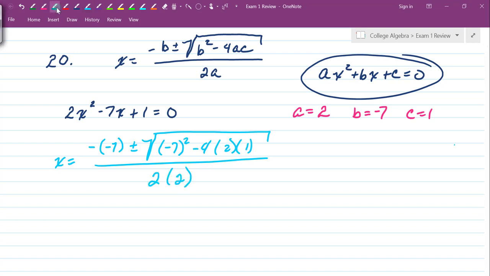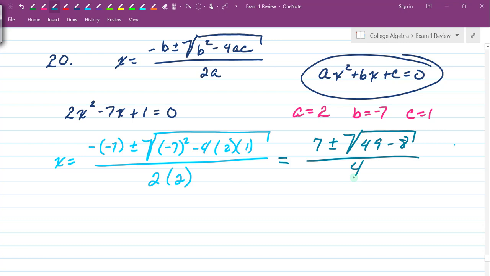I'm going to switch ink colors because that's a little bit hard for me to see. So negative times a negative 7 gives me a positive 7, and then I have plus or minus the square root of negative 7 squared is 49, and then I only have one negative here, so we subtract 8, minus 8, all divided by 4.